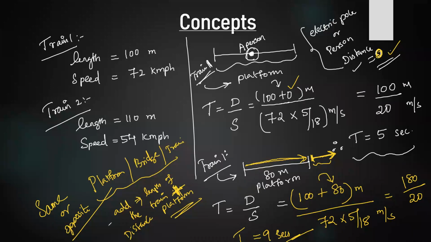If a train wants to cross a man standing on the platform, then distance will be 0. Only train length. If the same train needs to cross a platform, then you need to add the platform distance also. Always add the distance. Important. Direction opposite or same, you need to add the distance. So length of the train plus platform or bridge or another train.